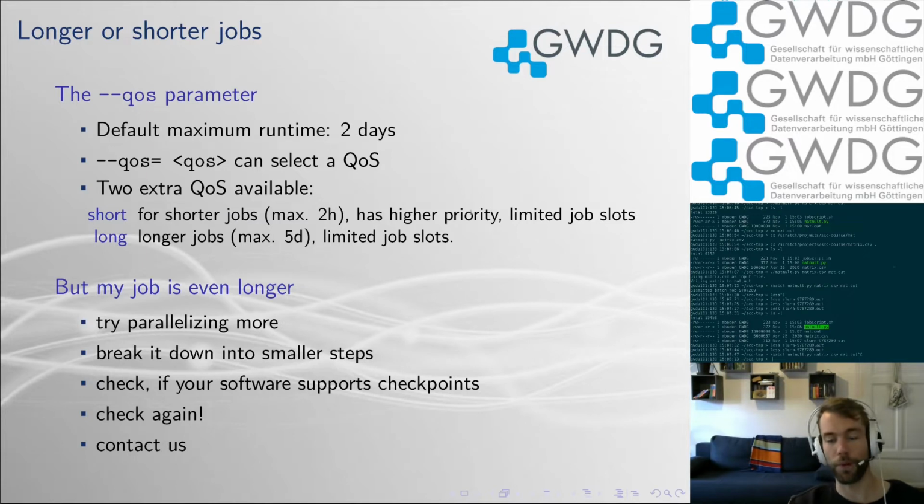You might wonder, why would I do that? It has a higher priority, so they run quicker. Like the job itself doesn't run faster, but they don't wait as long in the queue. And there's long, which has a maximum runtime of 5 days. Also, there's only limited job slots available, so we have a maximum number of concurrently running long jobs.